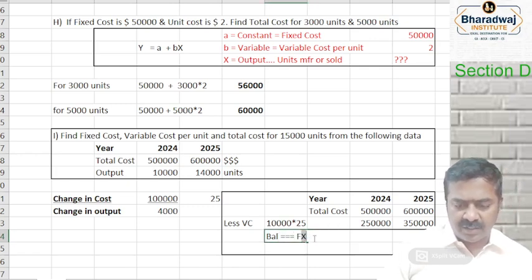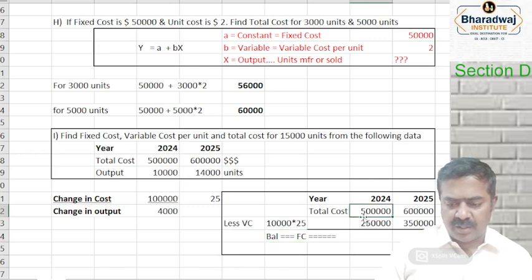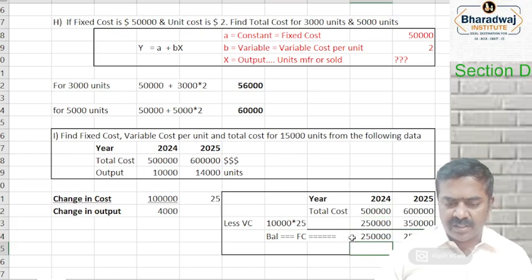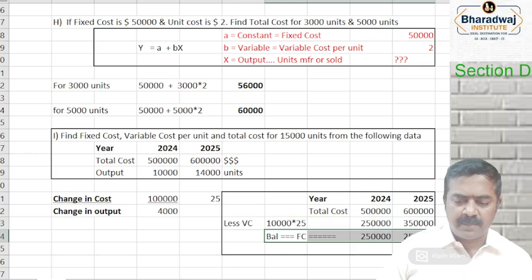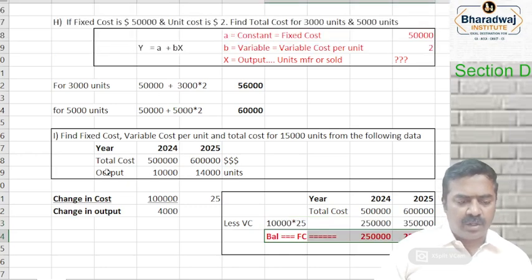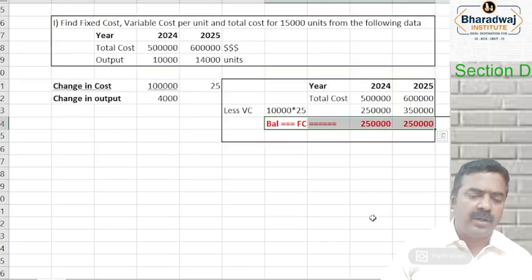Out of 5 lakh, 2,50,000 is variable, which means the balance 2,50,000 is fixed cost. You can find the fixed cost portion remains the same. Whatever may be the output, fixed cost will remain the same.